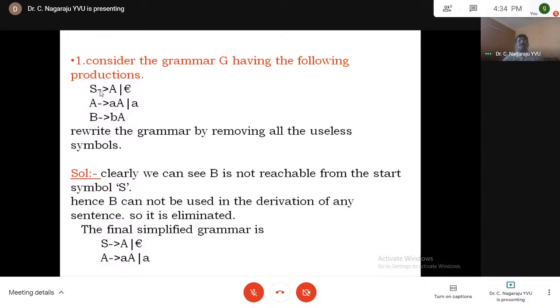You see that S can have the form of A or epsilon. A can have the production of small a, A. But B is in no way used in getting this. That's why we can call it useless. And this is the simplified grammar of this one. S can have the form of A or epsilon. A tends to small a, A like this.